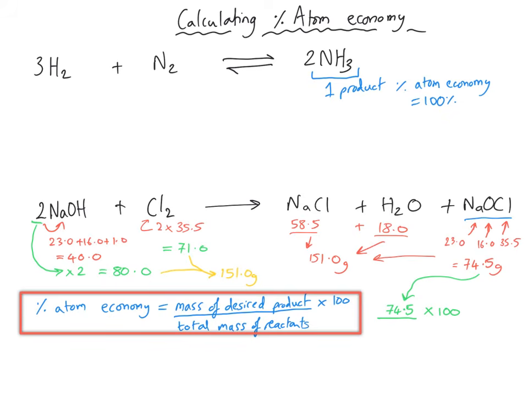But all we needed was the MR of sodium chlorate, 74.5, divide it by 151, and then multiply it by 100, and we get a percentage of 49.3. Always give your percentages to 1 decimal point, please. And so what that means is just under half of the starting materials that we've paid money for are turned into desired product. So there's a greater than 50% waste.